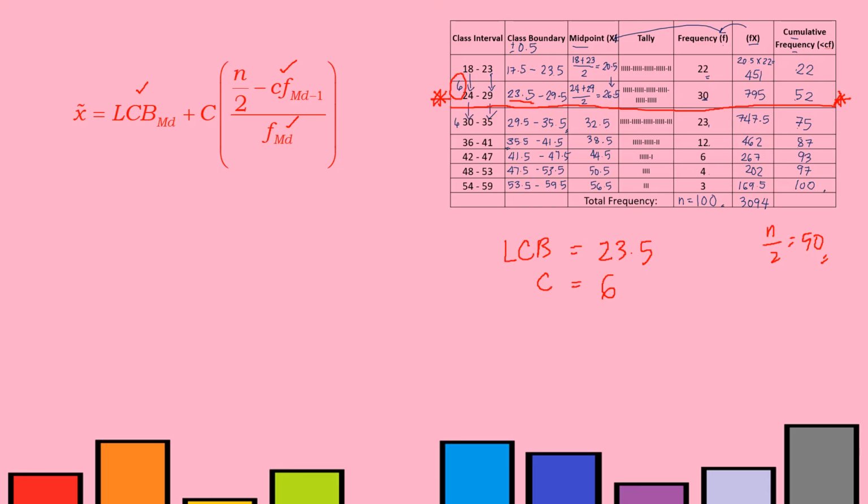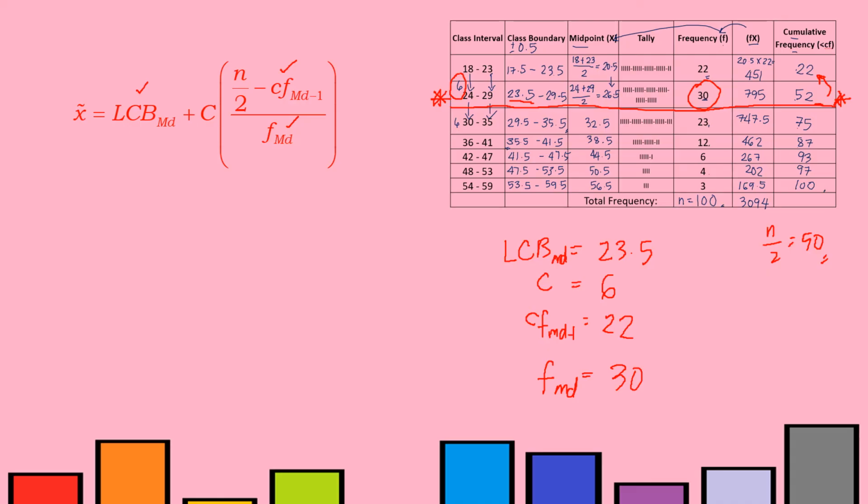This is already given. Then, the CF sub MD minus 1, yung less than niya. Kung ang cumulative frequency natin ay nandito sa 52, yung mas mababa niya, yung 22. So, the cumulative frequency before the median class is 22. And the frequency of the median class, eto siya, this is 30. So, buo na yung ating given.